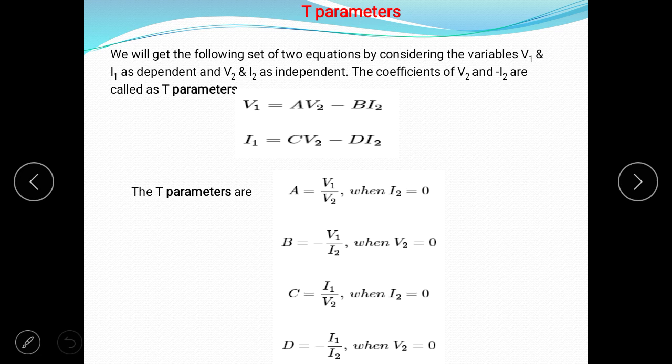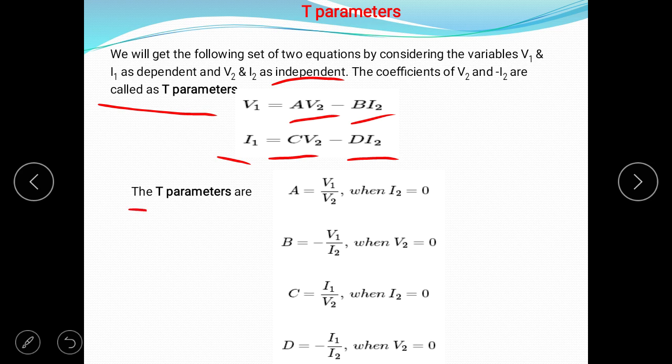Now the second parameter is T parameter or transmission parameters. So we will get the following set of two equations by considering the variables V1 and I1 as dependent and V2, I2 as independent. The coefficients of V2 and I2 are called transmission parameters. So from the two-port network, V1 is equal to AV2 minus BI2 and I1 is equal to CV2 minus DI2.